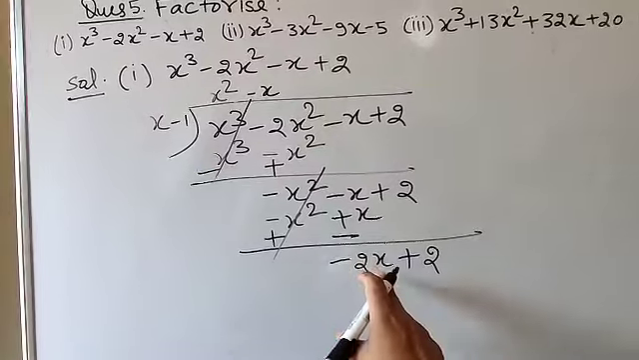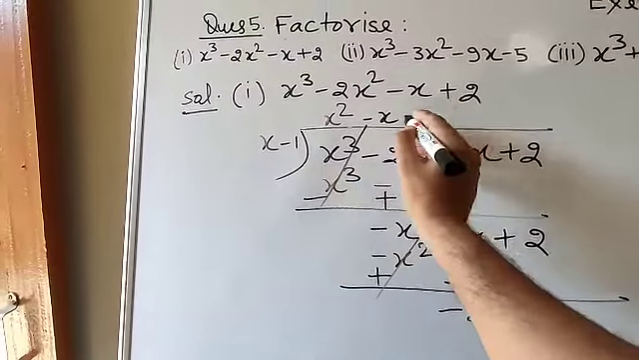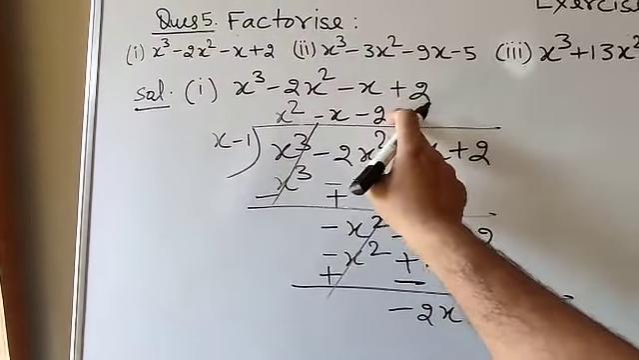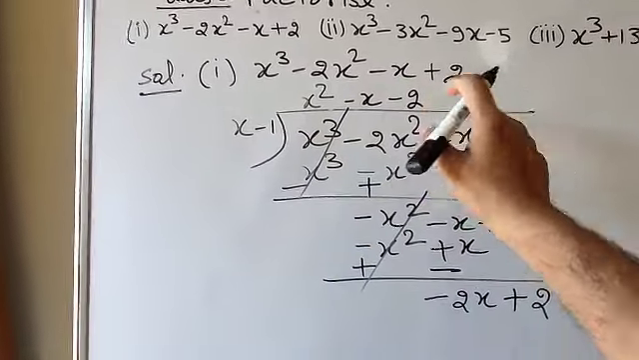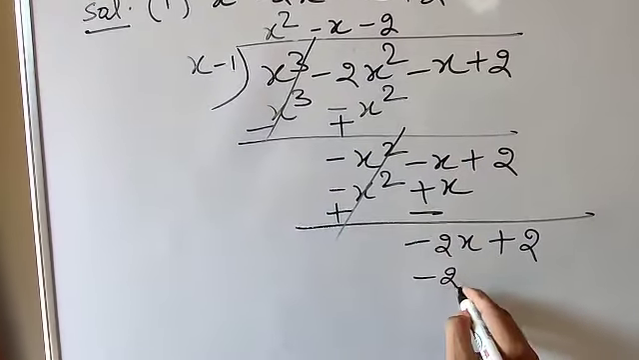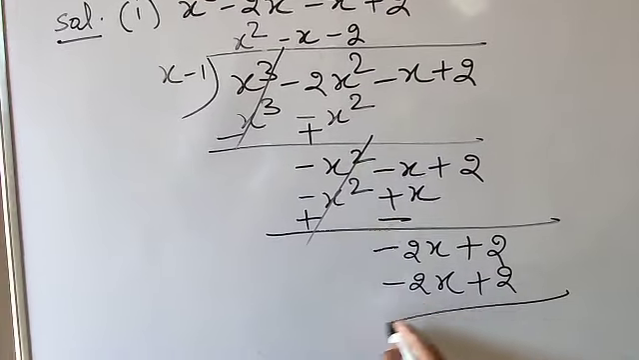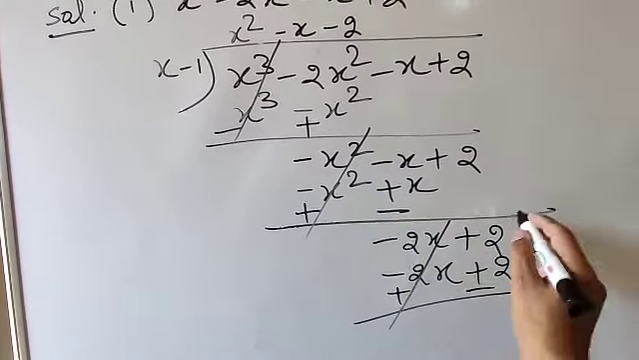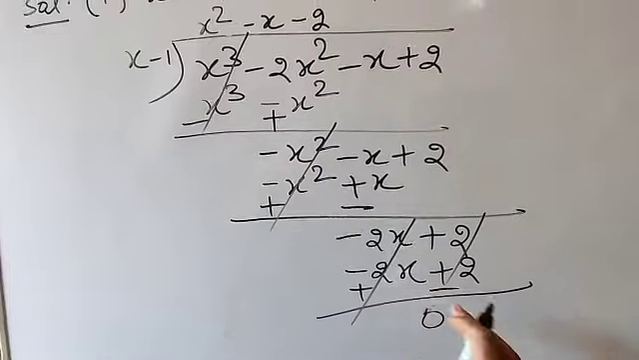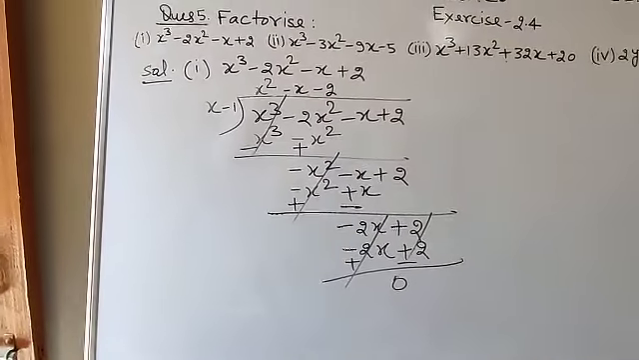Now how many times? Here it is minus 2x, here it is x, so if you are going to multiply, I take minus 2, then x into minus 2 equal to minus 2x, so it is minus 2x, minus 1 into minus 2 equal to plus 2. Again here it is plus, here it is minus, both are cancelled. Now remainder is 0. So here it is divided.